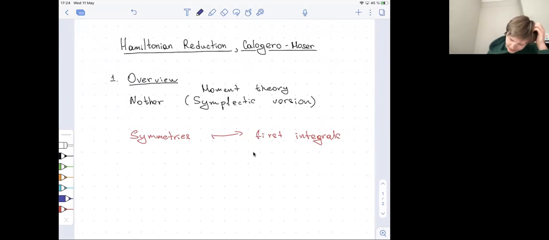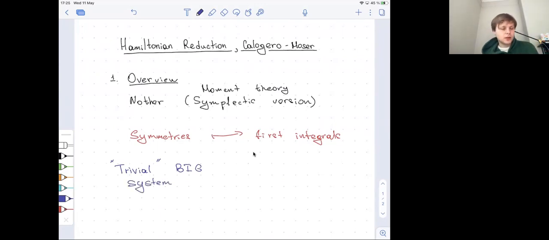My slogan for today is to show you that in some examples, we start with some trivial big system, and here big means a lot of degrees of freedom. Then using the Noether theorem and explicitly having Hamiltonian reduction, we reduce such a system to something smaller, but non-trivial.